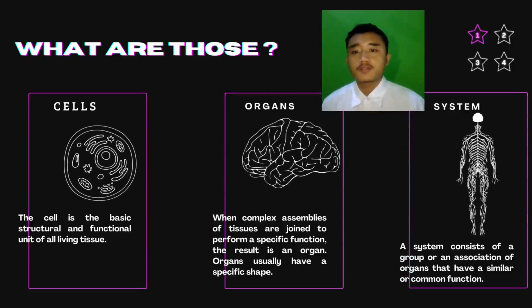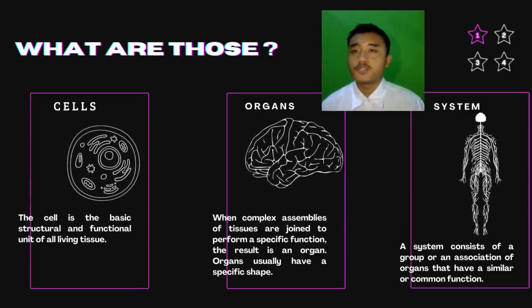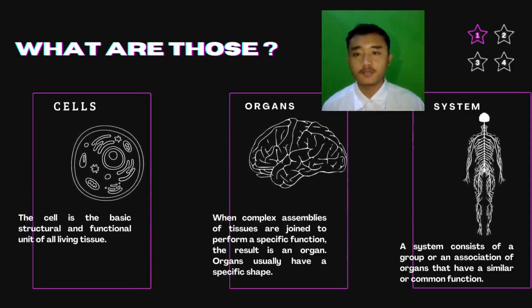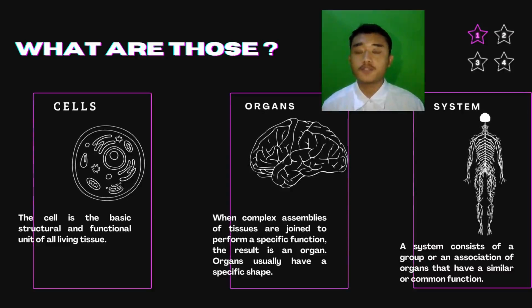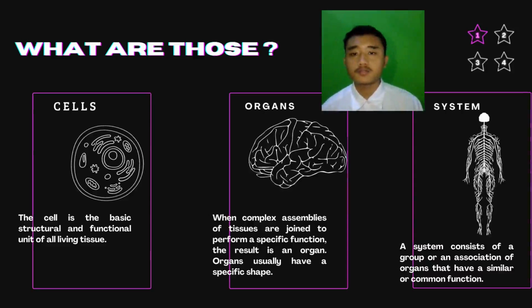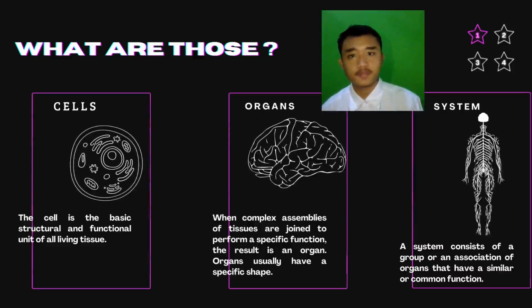The next we have organs. When complex assemblies of tissues are joined to perform a specific function, the result is an organ. Organs usually have a specific shape. Examples of organs of the human body are the kidneys, heart, liver, lungs, stomach, and brain.